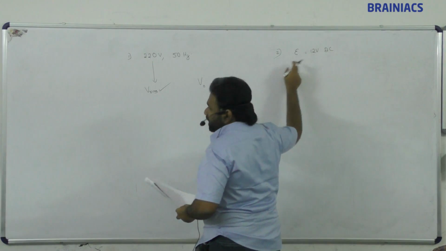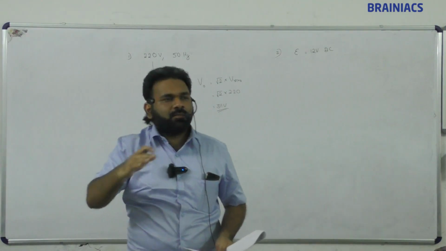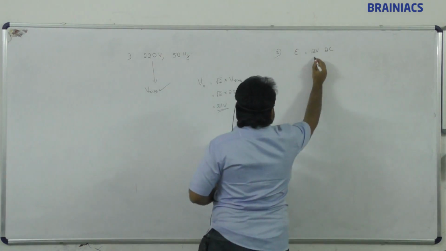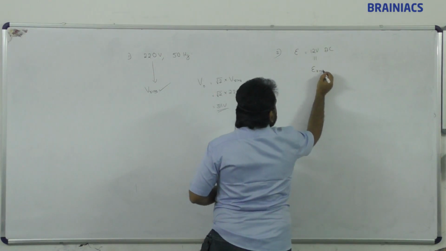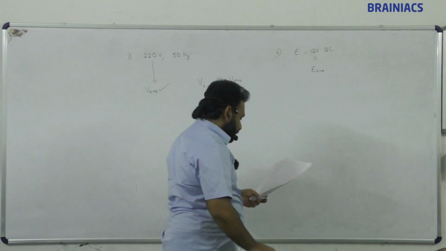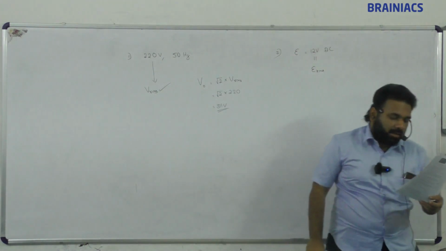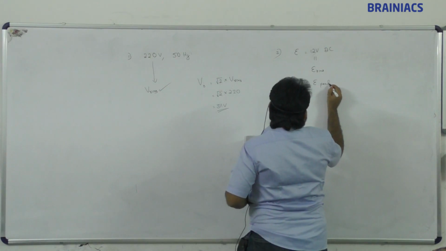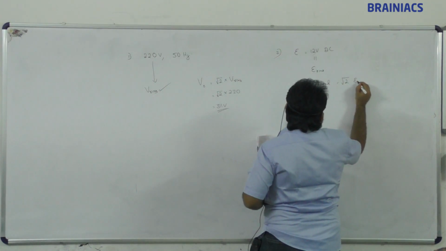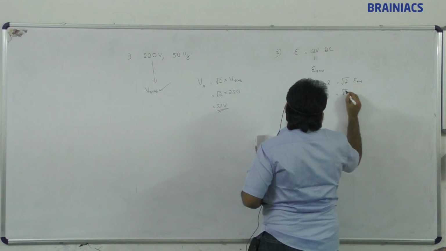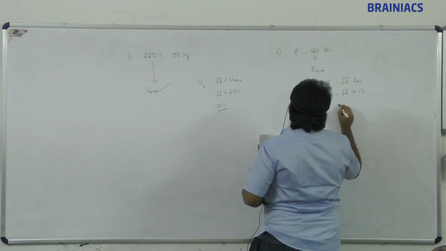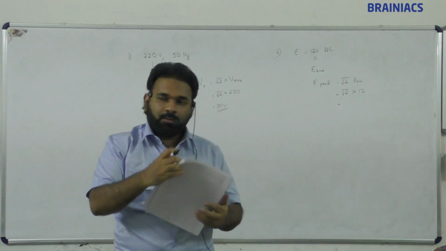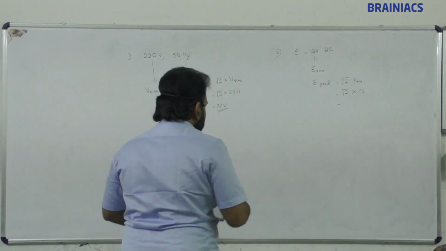If DC is giving 12 volt, what is the RMS value? RMS value is the DC equivalent of AC. So we can take this as ERMS. Then they are asking, what is the peak value? Peak value is E peak is equal to root 2 ERMS. So root 2 into 12. How much will come? Somewhere around 17 will come, right? Done.